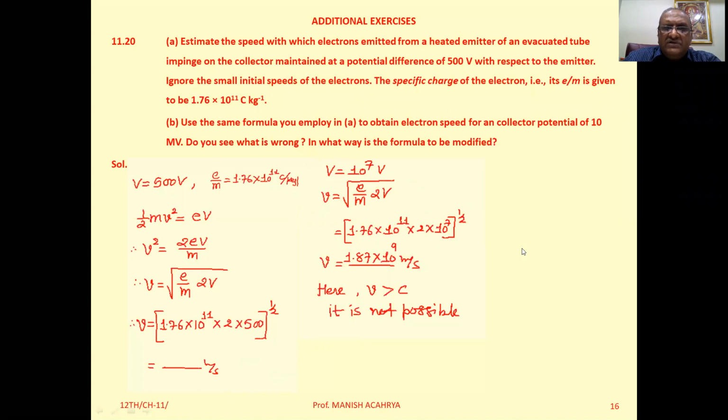Ignore the small initial speeds of the electrons. The specific charge of the electron, that is e by m, is given to be 1.76 into 10 raised to 11 coulomb per kilogram. B. Use the same formula you employ in A to obtain electron speed for the collector potential of 10 MV.